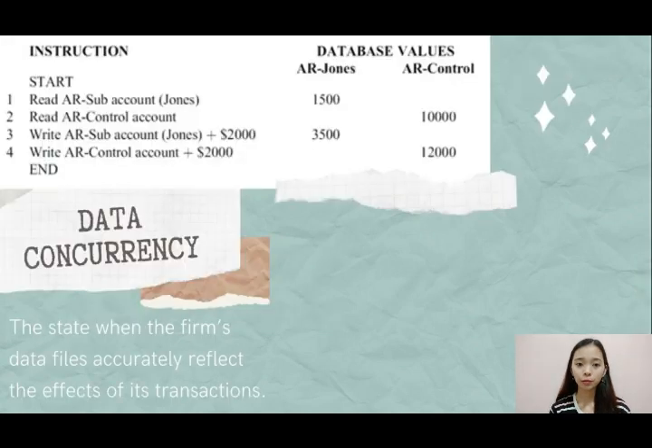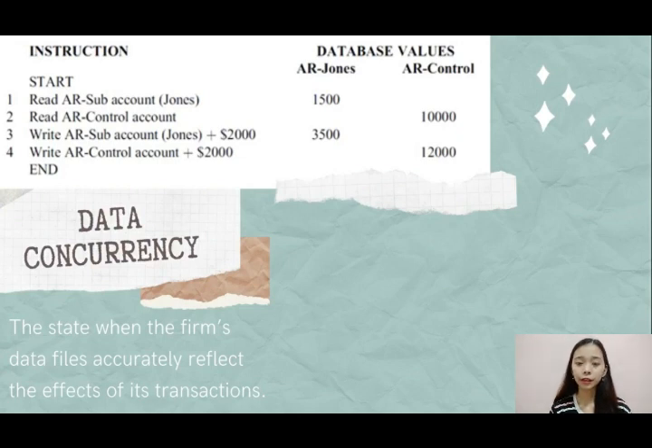Data currency is the state when the firm's data files accurately reflect the effects of its transactions. When processing accounting transactions, account balances pass through a temporary inconsistency where their values are incorrectly stated until after the completion of the entire transaction. This can lead to a permanent corruption in the entire database. To illustrate, we can see that in the interval between the execution of transaction 3 and transaction 4, the AR control account value is temporarily inconsistent by the sum of 2,000. By the end of the entire transaction, the balances are correctly stated.